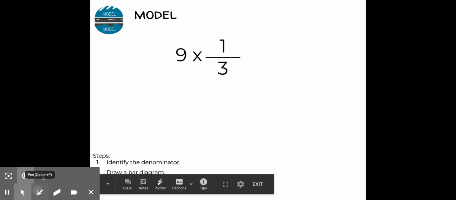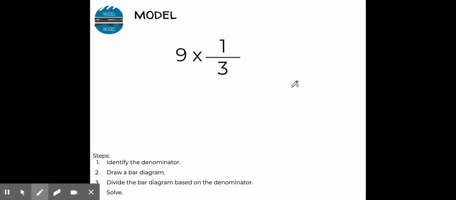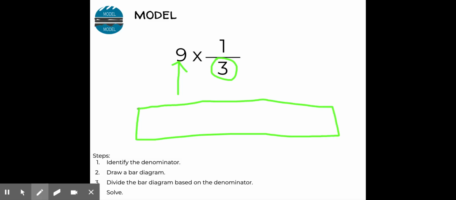Let me show you another example. This one's written a little bit differently. This one says 9 times 1/3. So I identify the denominator, which is 3. I'm going to draw my bar diagram based on this whole number. So I'm going to draw out my big bar. The whole bar is 9.